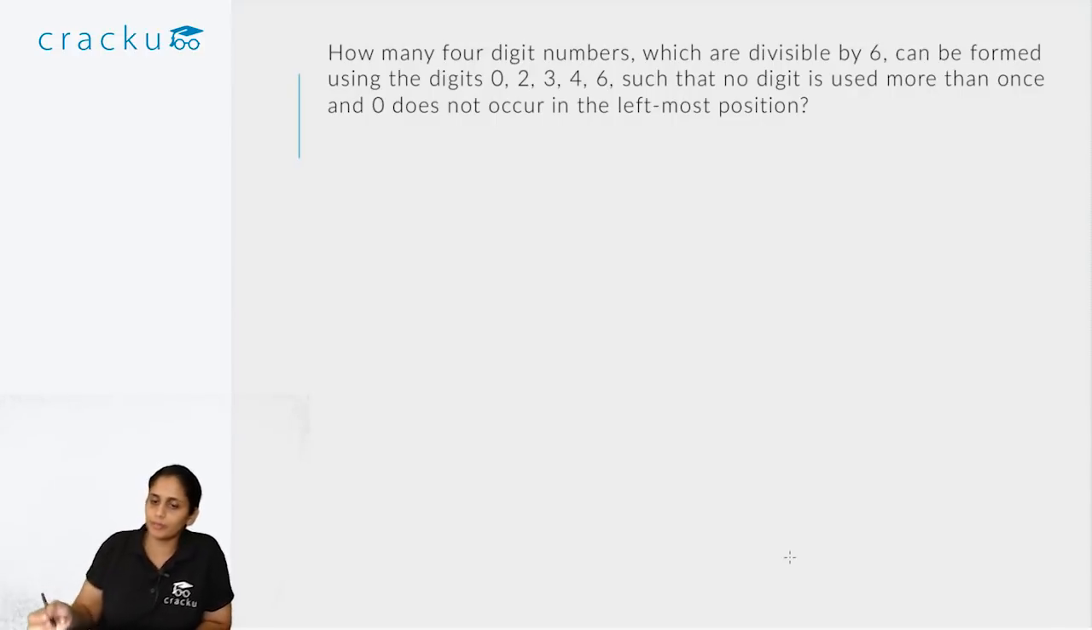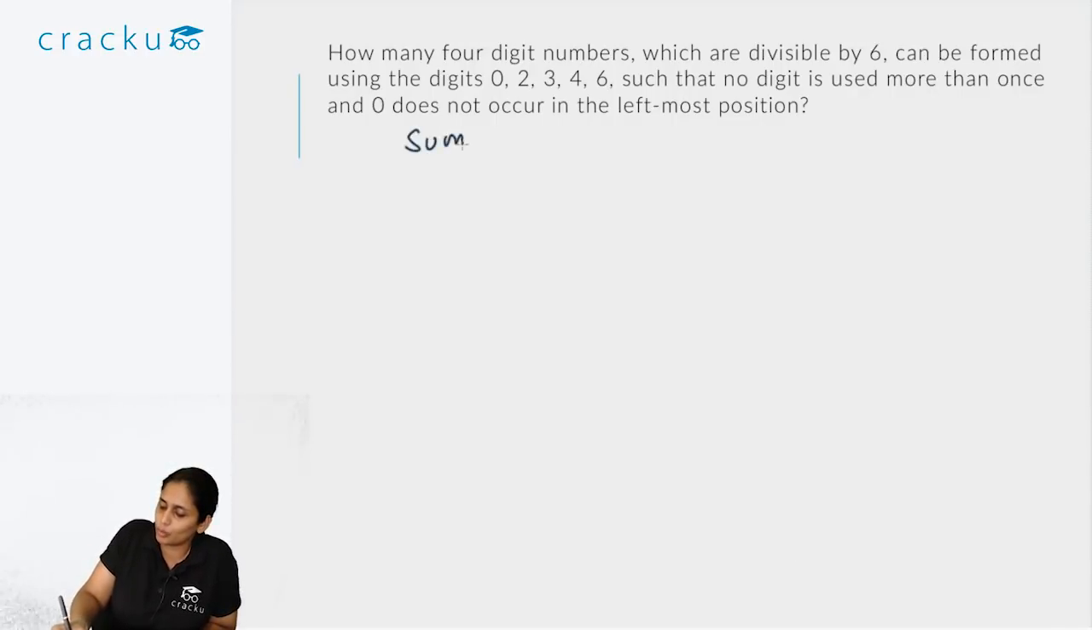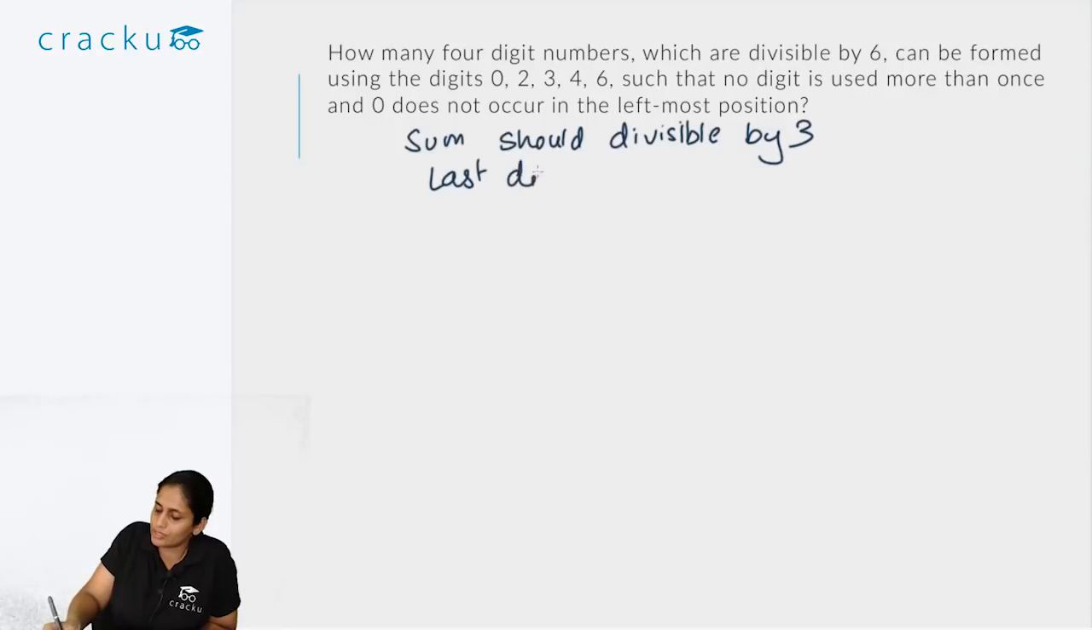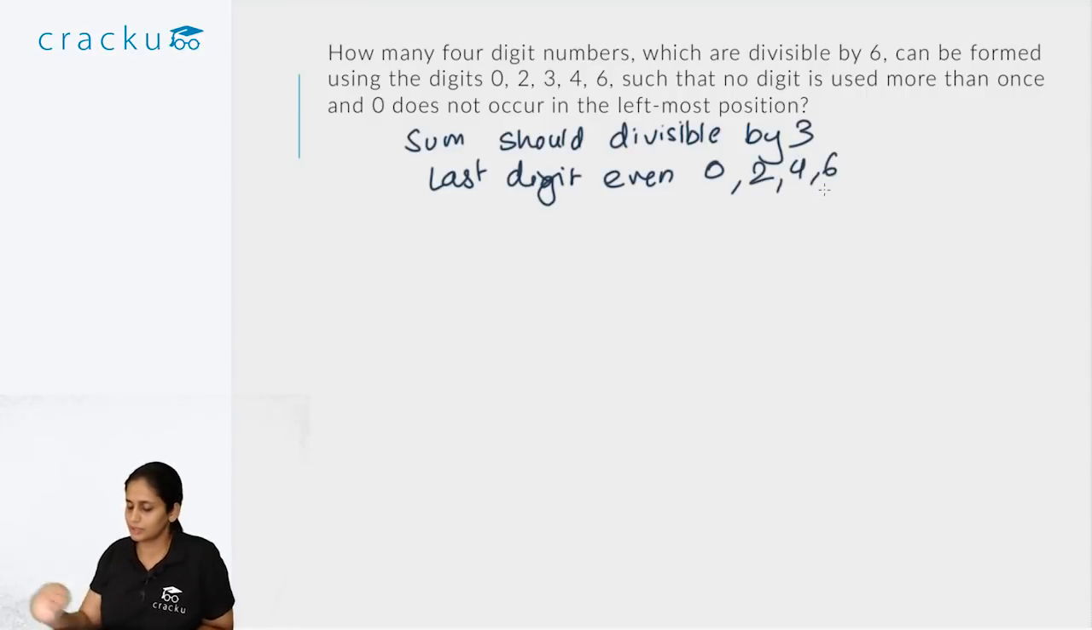So for a number to be divisible by 6, the sum should be divisible by 3 and the last digit should be even. So the last digit should be even, which means it should be either 0, 2, 4 or 6 from the given digits. So let's first start by putting the last digit.